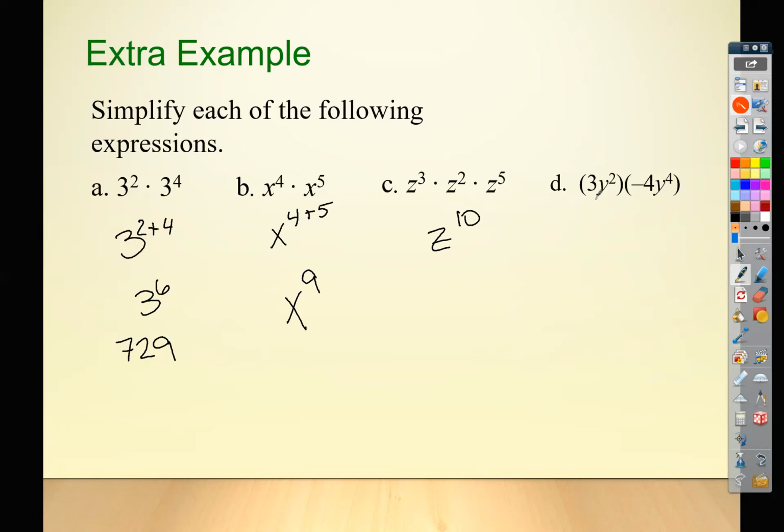Okay, with this one, I have 3y squared times -4y to the 4th. So I can multiply my coefficients, which is -12, and then how many y's do I have all together? 6.